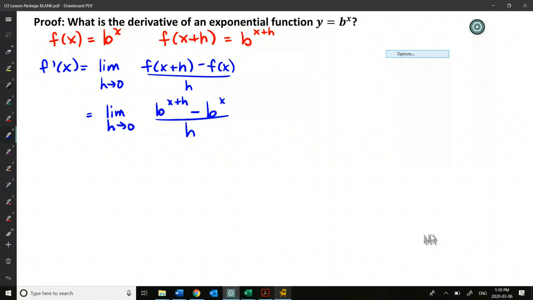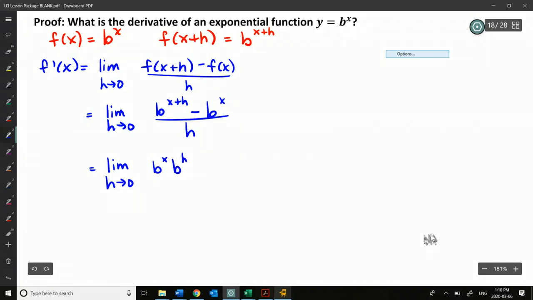All right, so we're going to use a little bit of exponent rules to help us here. We have an exponent rule that says that when we're multiplying 2 like bases, we add their exponents. I'm going to use that rule in reverse. So if I have addition of 2 exponents, I should be able to write that as b to the x times b to the h, because when I combine those 2 things I'm going to get the same base but the exponents added. And then we'll have subtract b to the x, all over h.